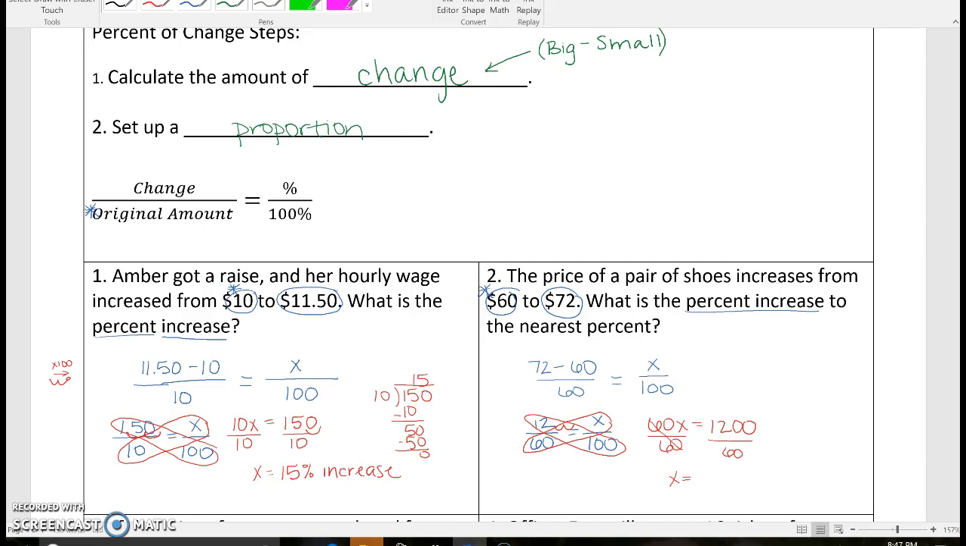X equals, so 1200 divided by 60. We should know this. So 60 times 2 is 120. We've got to fill in a 0. So 60 times 20 is 1200. So X is 20. So it's a 20% increase for the price of shoes to go from $60 to $72.